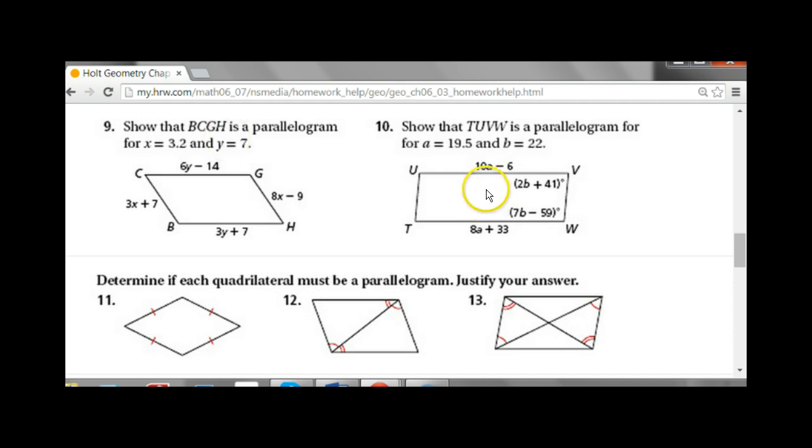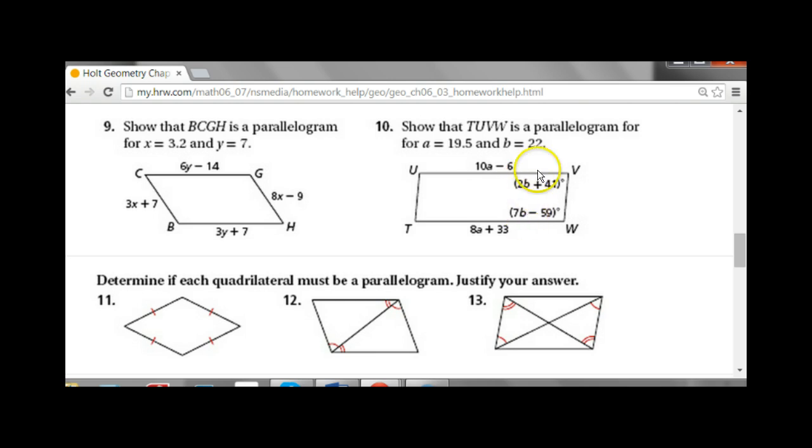All right, you try number 10 on your own. This will be part of your homework grade, so make sure you have it finished. You're going to plug in A here and B here. Now, I want to point out that what you're going to prove is that this side is congruent to this side, since A, when you plug in, is 19.5.